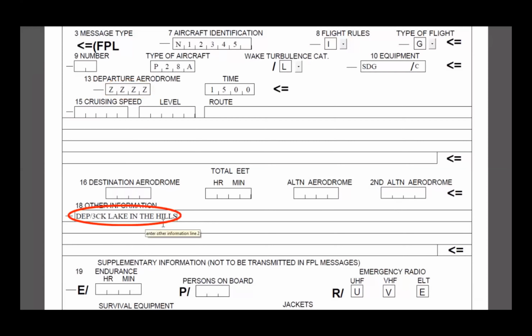So now they know that this airport that you have up here, that is not an ICAO airport, is listed down here. Okay, going back to line 15, the cruising speed box, number 15, is where you will put your true airspeed.